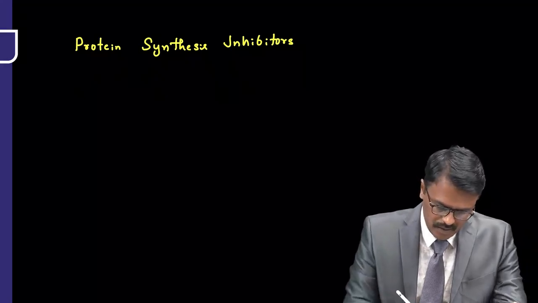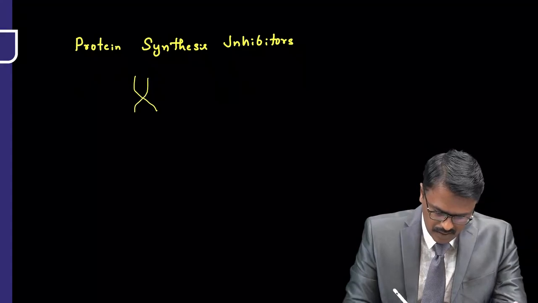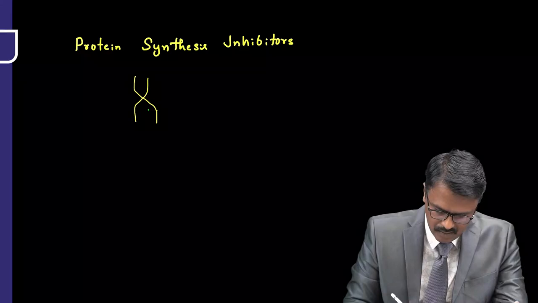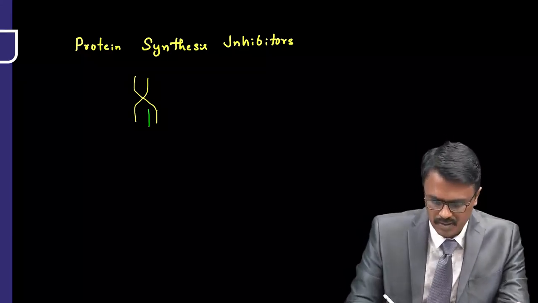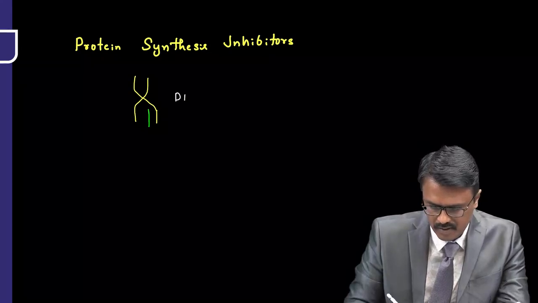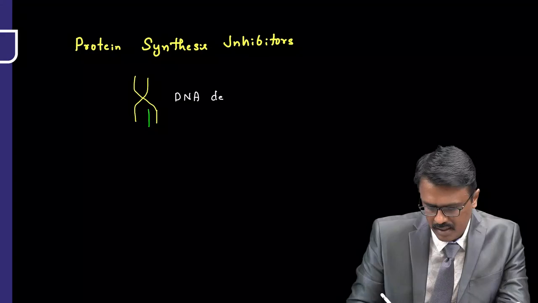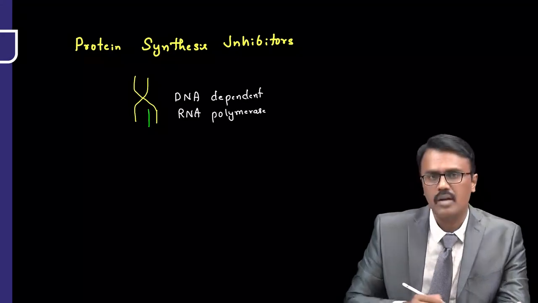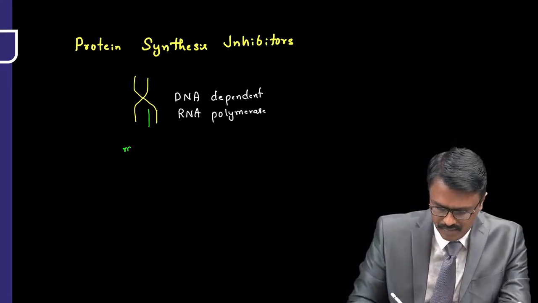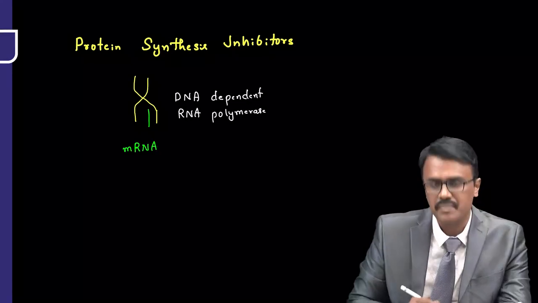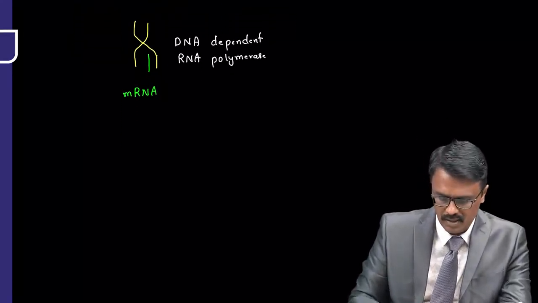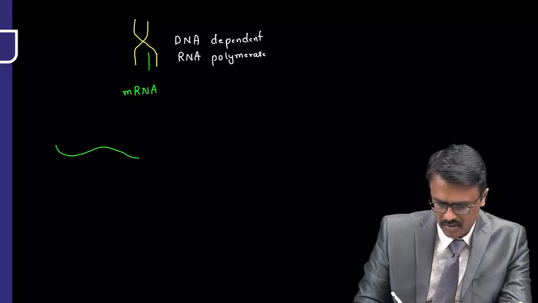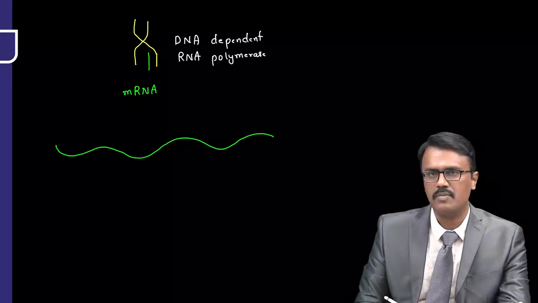Now we need to understand that from the DNA we get the RNA. This is done by the enzyme called DNA dependent RNA polymerase. That will give rise to the messenger RNA, that is mRNA. Now this messenger RNA is the one which is going to give the message for synthesis of protein.